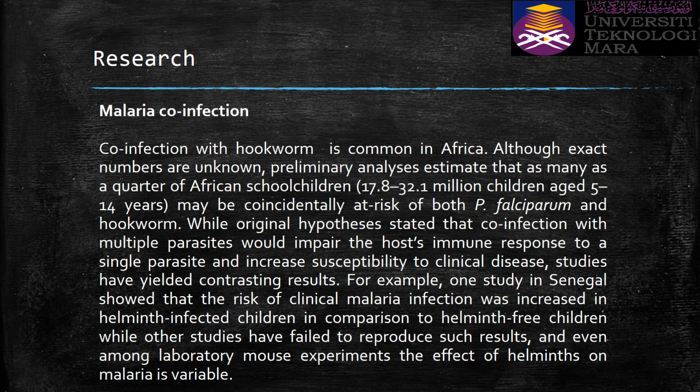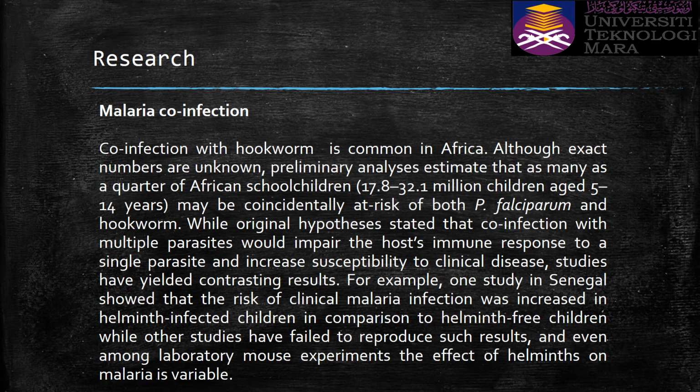For example, one study in Senegal showed that the risk of clinical malaria infection was increased in helminth-infected children in comparison to helminth-free children, while other studies have failed to reproduce such results. Among laboratory mouse experiments, the effect of helminths on malaria is variable. Some hypotheses and studies suggest that helminth infections may protect against cerebral malaria due to the possible modulation of pro-inflammatory and anti-inflammatory cytokine responses. Furthermore, the mechanisms underlying this supposed increased susceptibility to disease are unknown.